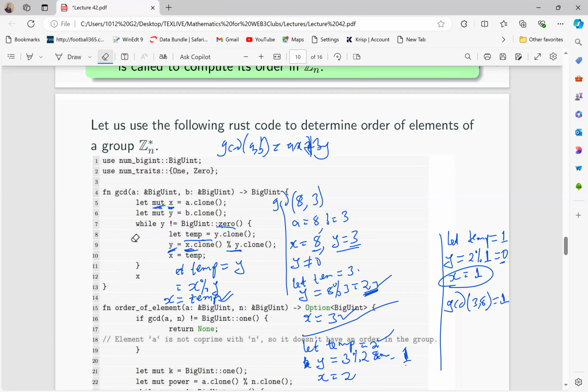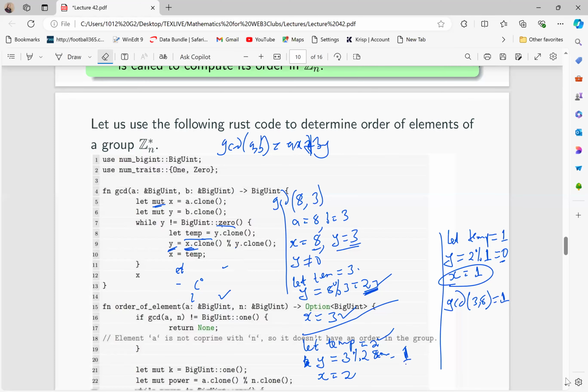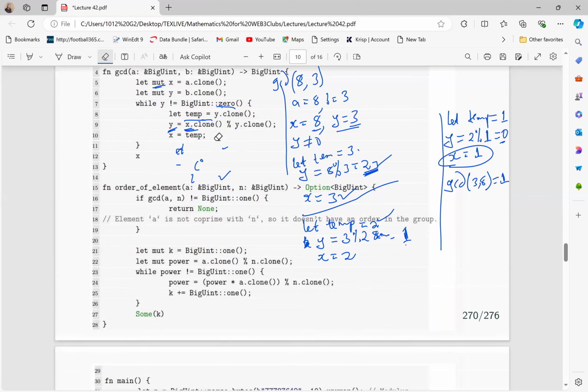And now, how does it get the orders? Of course, once it finds that the GCD of 3 and 8 is 1, it means this element 3 is a member of the group. And so it comes to the find order. Here, our 3 is the input, and our n, which is 8, is also an input.